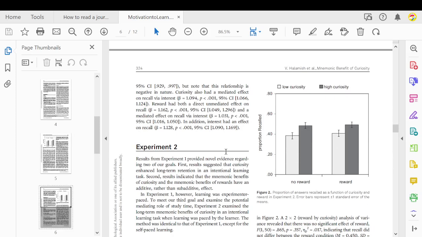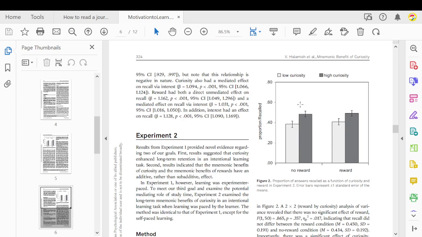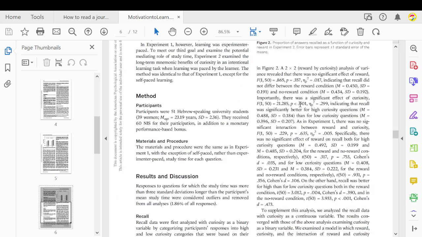Experiment 2, this is where it was self-paced. And again, we've got proportion recalled, no reward versus reward. I don't even think that there's probably an interaction here. It looks like it's completely the same. With, again, curiosity really being the critical factor.